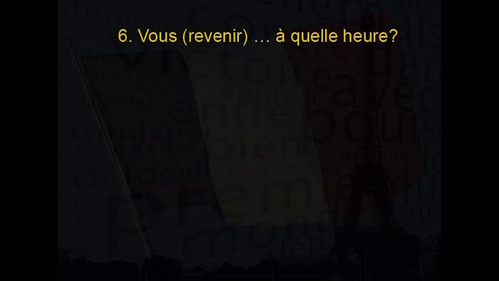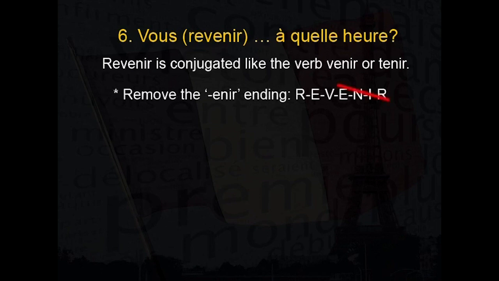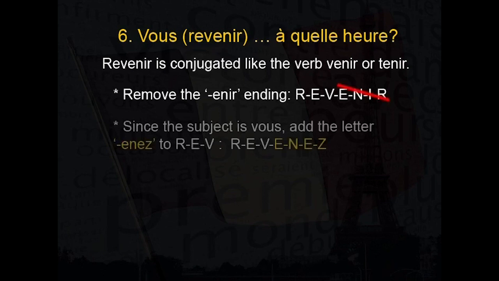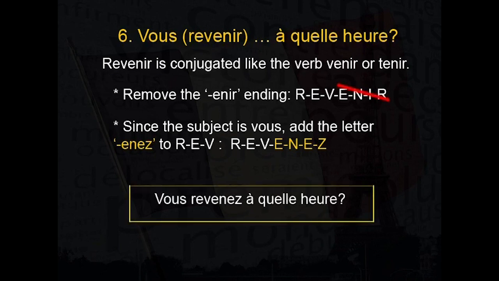Number 6. Vous revenir à quelle heure? Revenir is conjugated like the verb venir or tenir. So we first remove the E-N-I-R ending. Then, since the subject is second person plural, we add E-N-E-Z to R-E-V. So we have R-E-V-E-N-E-Z. Vous revenez à quelle heure? So in English, the translation would be, at what time do you come back?